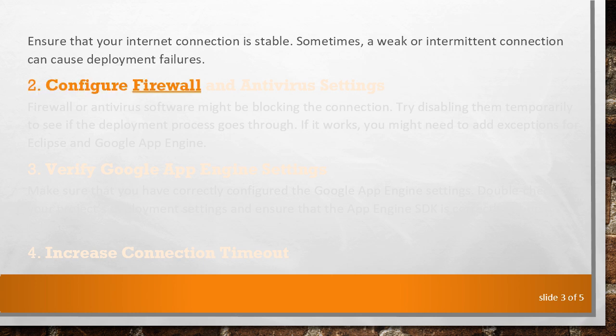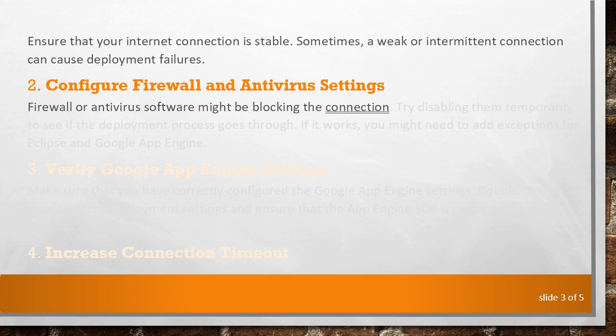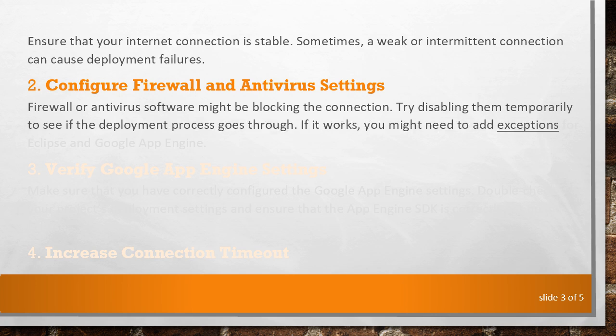2. Configure firewall and antivirus settings. Firewall or antivirus software might be blocking the connection. Try disabling them temporarily to see if the deployment process goes through. If it works, you might need to add exceptions for Eclipse and Google App Engine.